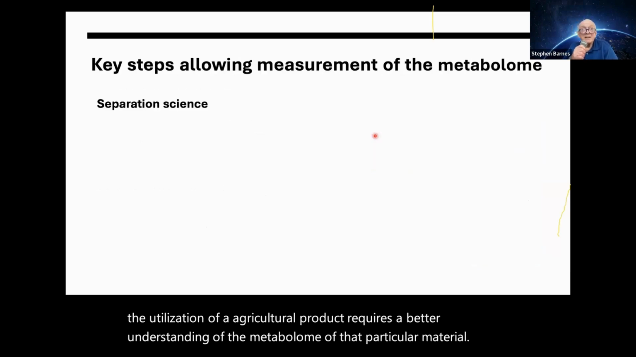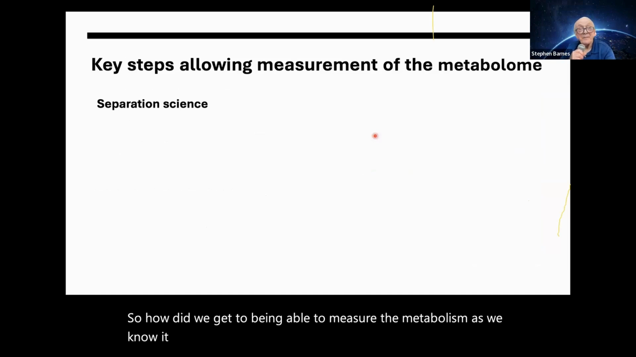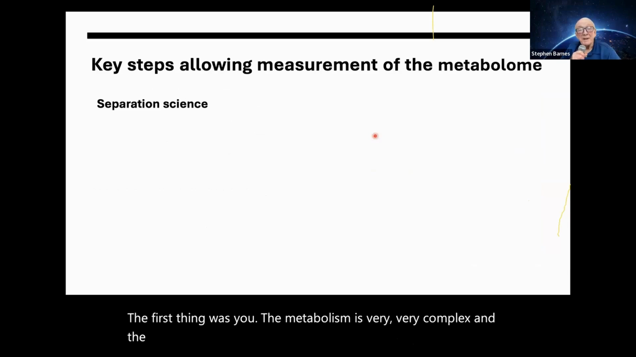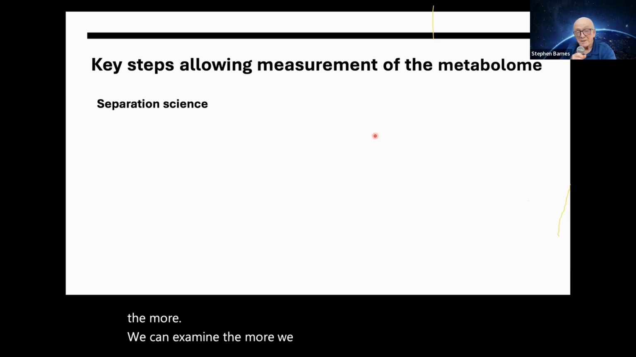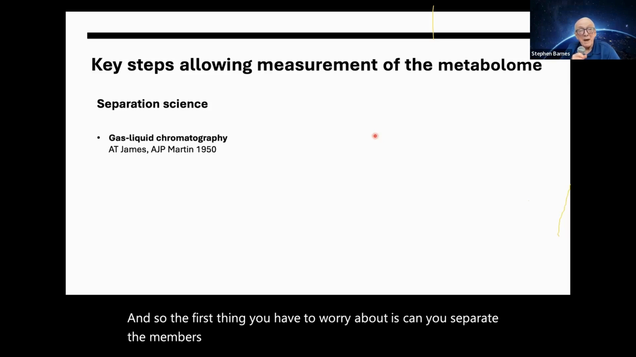So how did we get to being able to measure the metabolome as we know it today? The first thing was the metabolome is very, very complex. And the more sensitively we can examine, the more we see. And so the first thing you have to worry about is, can you separate the members of the metabolome out such that you can look at them in more detail?